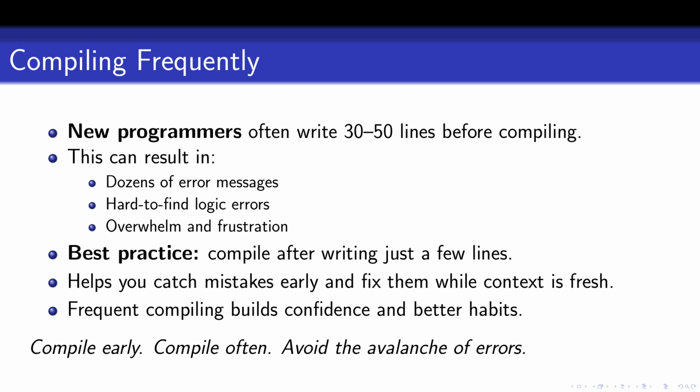One way to reduce these kinds of errors is to compile your code frequently. A common beginner mistake is to write dozens of lines of code before testing anything. Then when errors appear, you don't know where to start. Instead, it's much better to compile after every few lines. Write a small piece of your program, compile it, and fix any errors before moving on. This helps you identify exactly where things go wrong and makes debugging much easier.